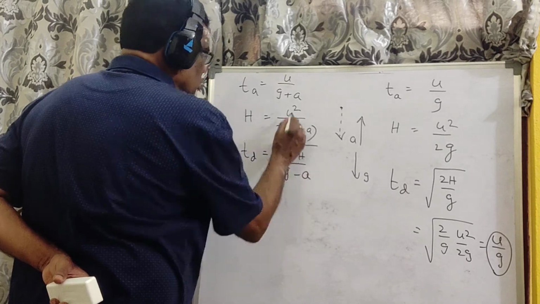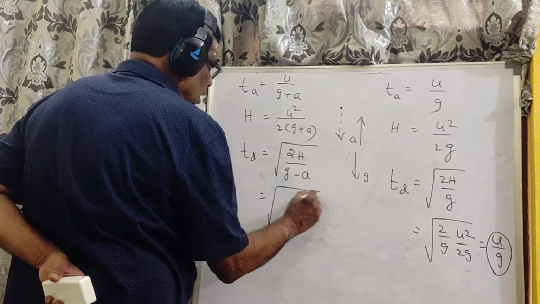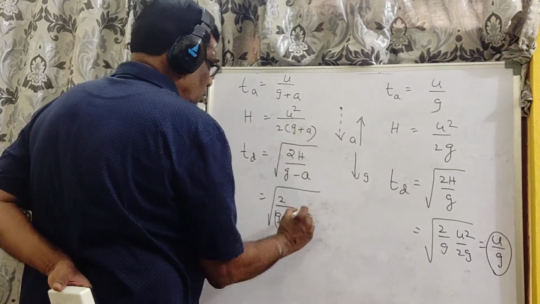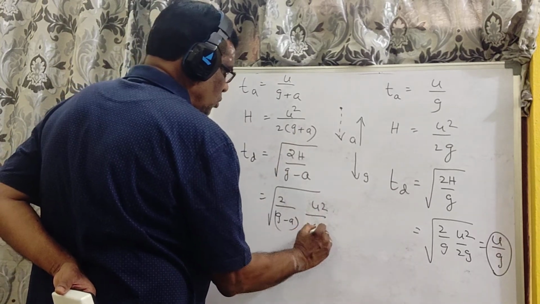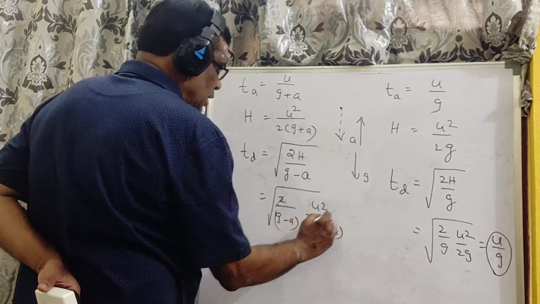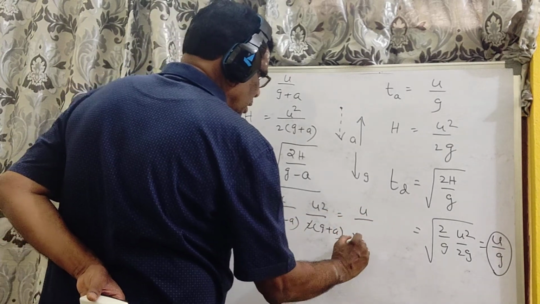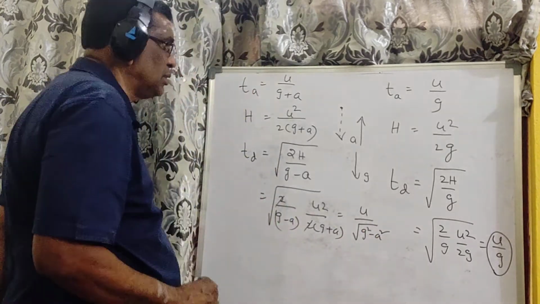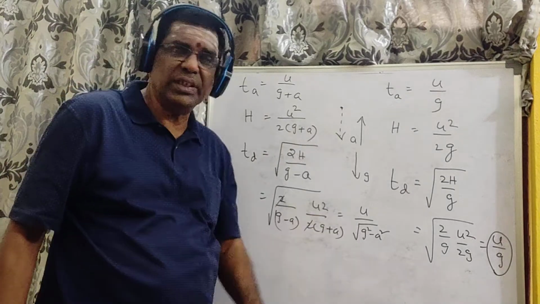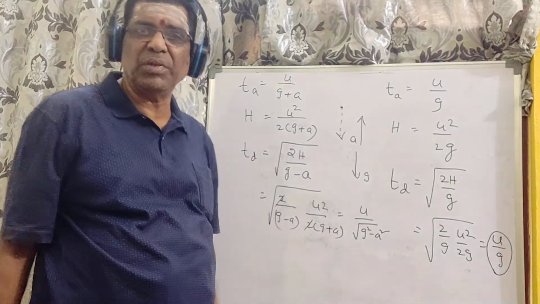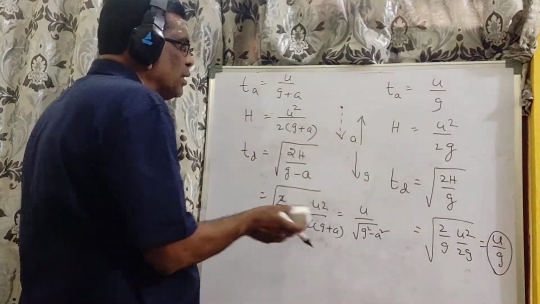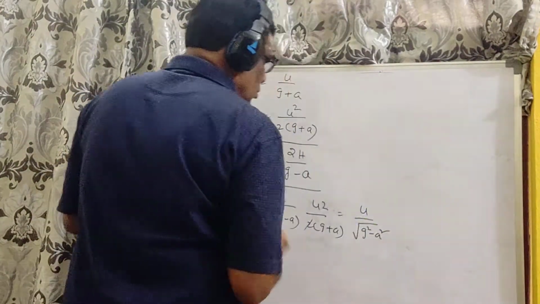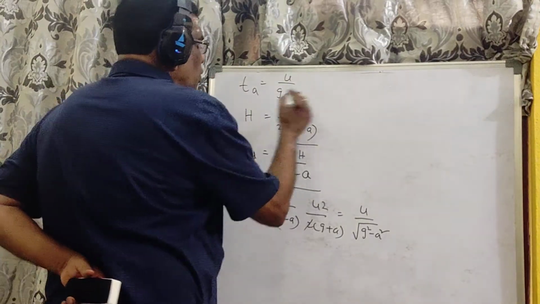Now, what is h? Substitute it here, as I have done in my previous example. h, how do you write? u square by 2 into g plus a, that is equal to u by root of g square minus a square, this is time of descent. You can see time of descent is not equal to time of ascent. If I compare these things, what do I get?